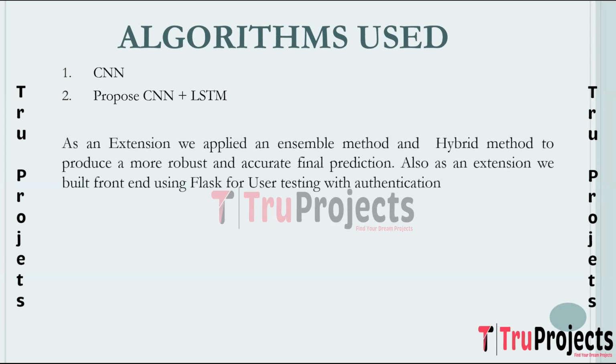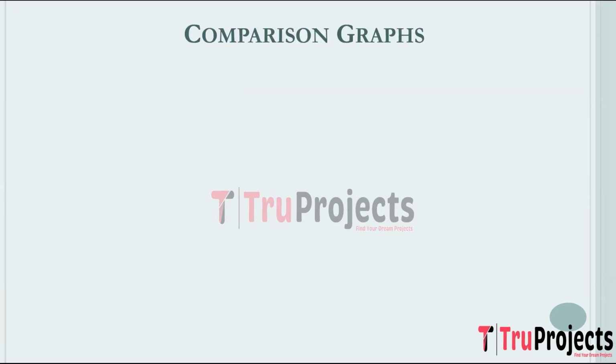As an extension, we applied an ensemble method and the hybrid method to produce a more robust and accurate final prediction. Also, as an extension, we built the front end using the Flask framework for user testing with user authentication. We have used accuracy, precision, recall, and F1 score, which are the performance metrics to evaluate all the classification models built in the project. So here we have performance comparison graphs for all the models built in the project.